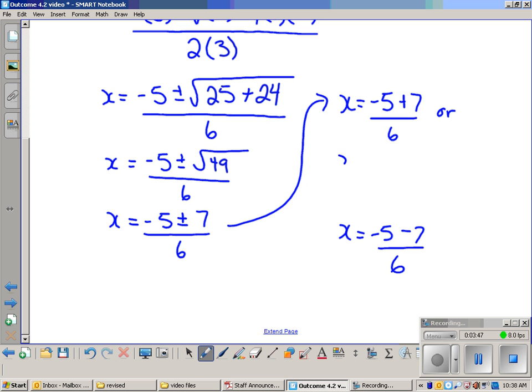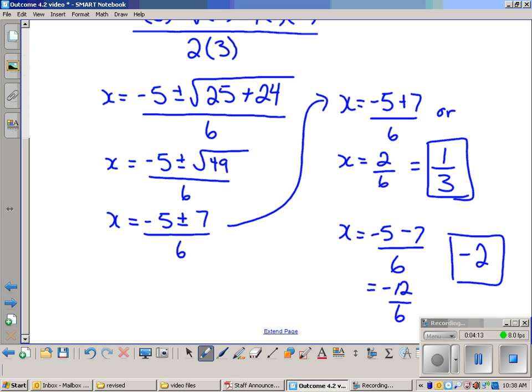Solving those two equations, I end up with x equals negative 5 plus 7 is 2 divided by 6. This simplifies into 1/3. Our second equation, negative 5 minus 7 is negative 12 over 6. Negative 12 over 6 will simplify to negative 2. So there's my two possible solutions for this quadratic equation. Again, we could verify this by substituting those values into our original equation and showing that both sides are equal.